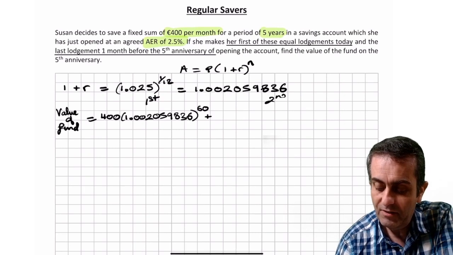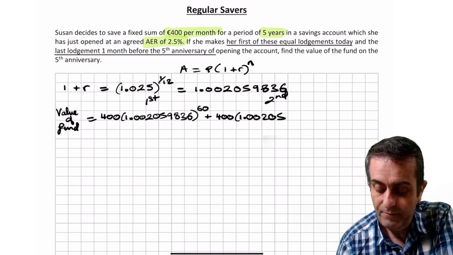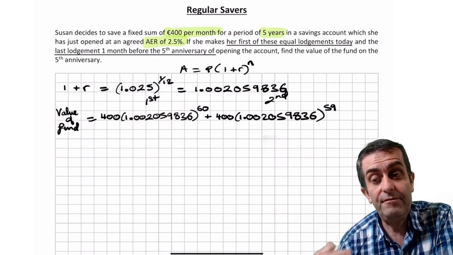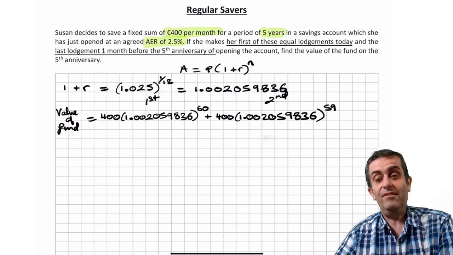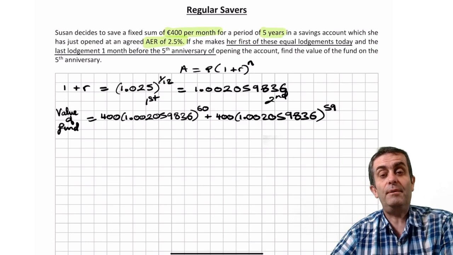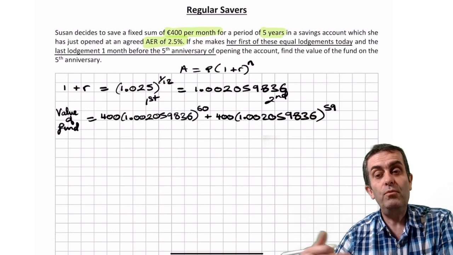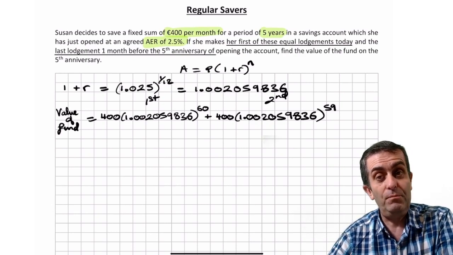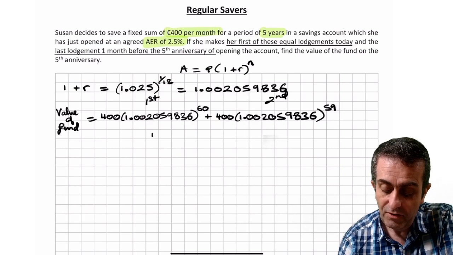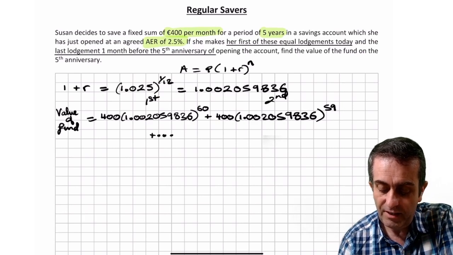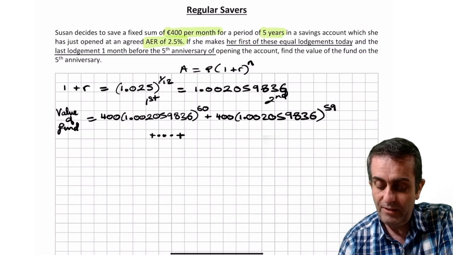The second lodgement that she made was a month later. So that's 400 multiplied by 1.002059836, but this is to the power of 59. This one is to the power of 59 because it's got 1 month less to earn interest. Remember, the first lodgement was made today. This one is made in a month's time, so it's going to be 1 month short of 5 years, which is 59 months. Now, this is going to keep going and going, so plus, just to fill in the blanks in between.